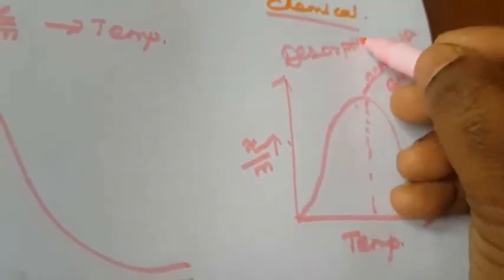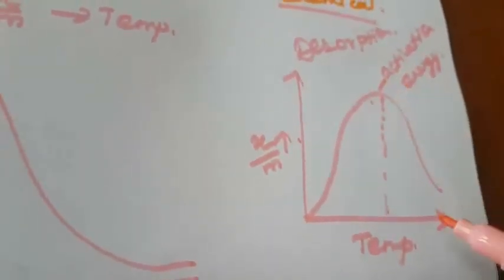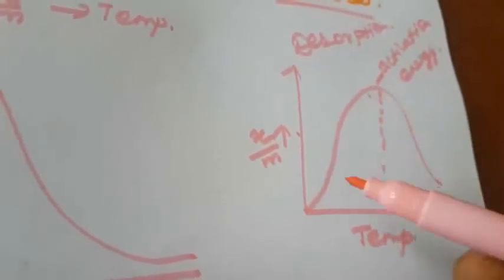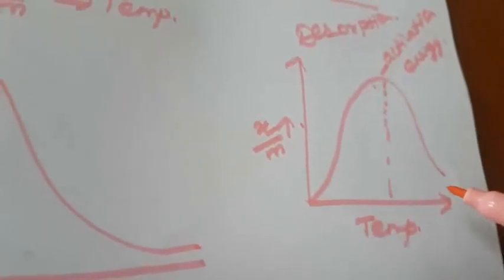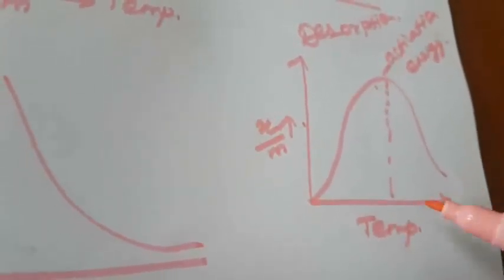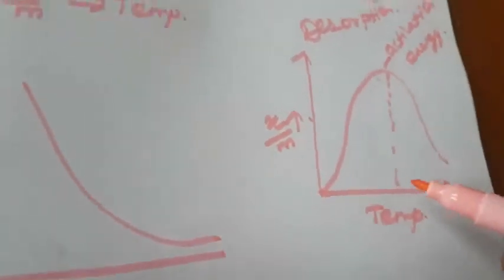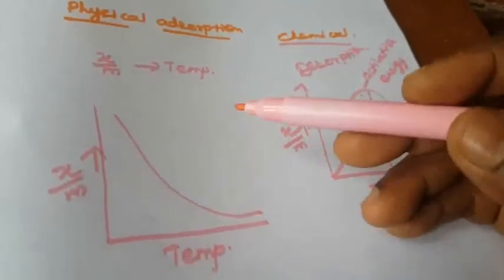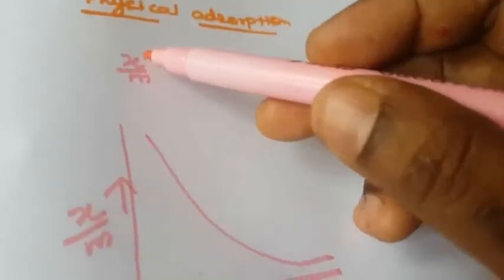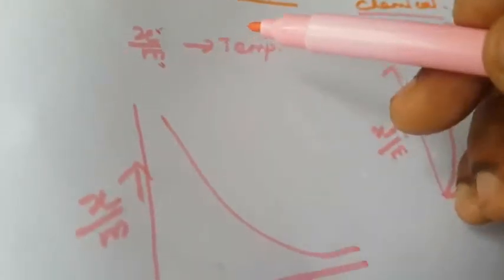What is meant by desorption? It is the removal of the substance from the surface. That is the reason adsorption first increases, then decreases. The decrease at high temperature is due to desorption, as the kinetic energy of the adsorbate increases. This is the difference between physical and chemical adsorption. X is the adsorbate and m is the adsorbent. This is called the adsorption isobar.